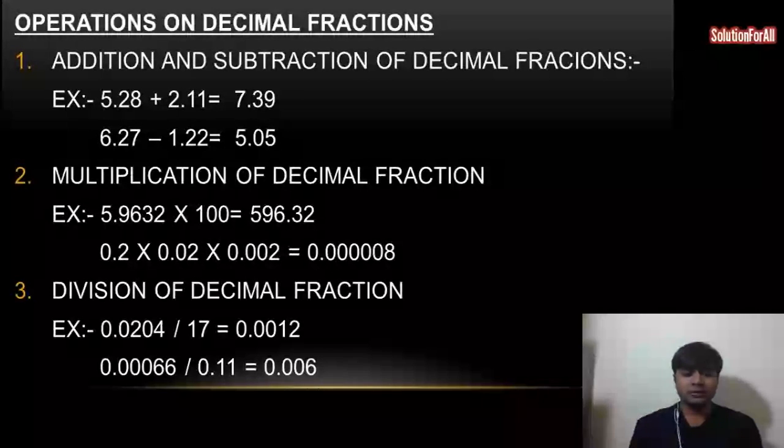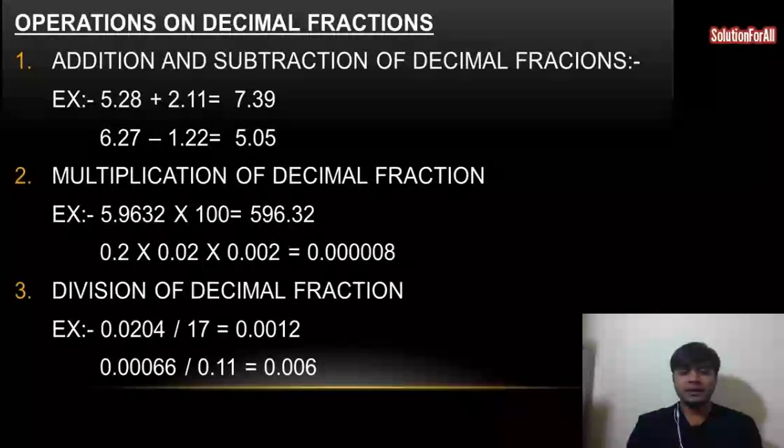So how to solve this question? My question is 0.00066 upon 0.11. Simply I will divide 66 upon 11 first, that is equal to 6. Now I can see I have 5 digits after the decimal in the numerator and 2 digits after the decimal in the denominator. So I will subtract these, like 5 minus 2, that is equal to 3. That means in the resultant value, the number of digits after the decimal should be equal to 3.